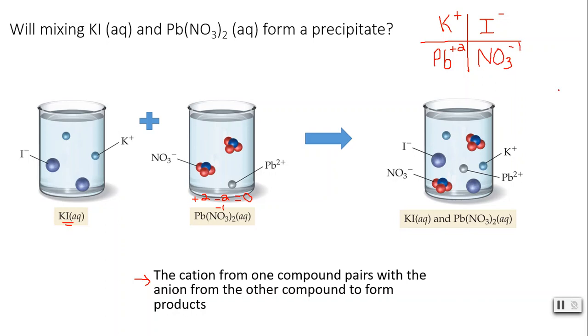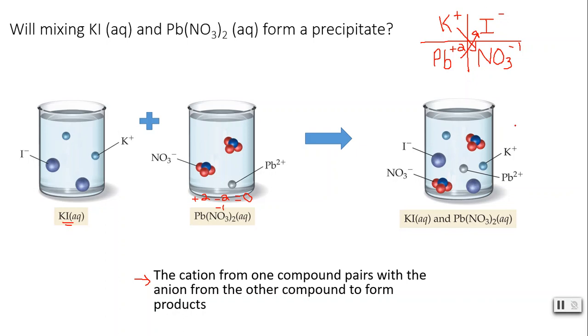So I have now written the cation and the anion for both of my species, with the first species on top and the second species on the bottom, and now I can do my crisscross. I can do the cation of one species pairing with the anion of the other. That means my potassium is going to go to the NO3, and my lead +2 is going to go with the iodide.